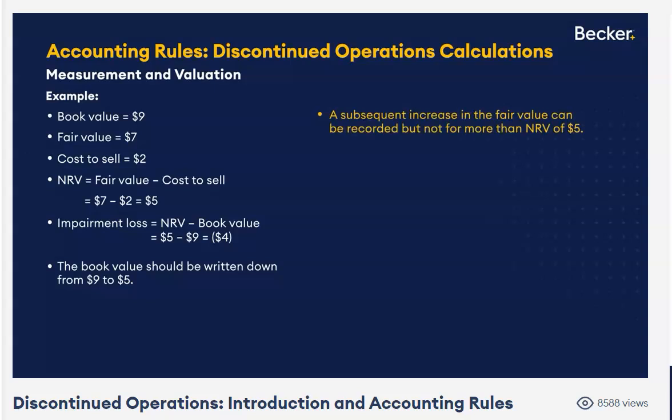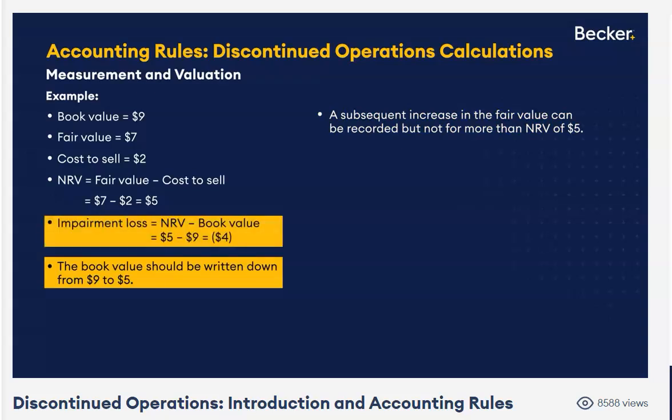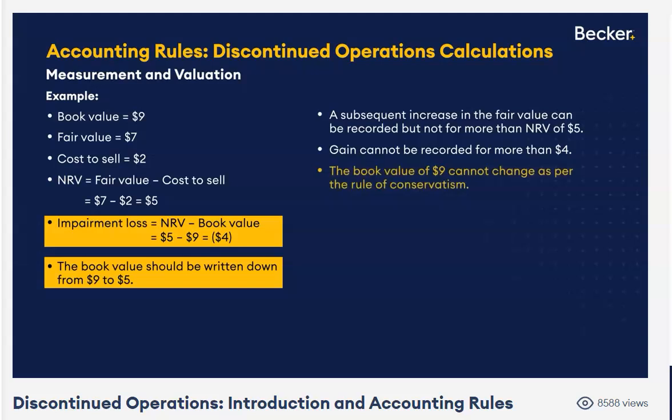If we have a subsequent increase in fair market value, you can go ahead and record it, but you can't report a gain of more than what amount? 5. Since you wrote it down from 9 to 5 and you recorded an impairment loss of 4, if there's a bidding war and now all of a sudden we write it back up, you can't have a gain of more than 4, okay? So the carrying value can be written back up from 5. If it goes all the way up to 30, you can't write it from 5 to 30. The maximum book value would be 9. You can't write it above that.